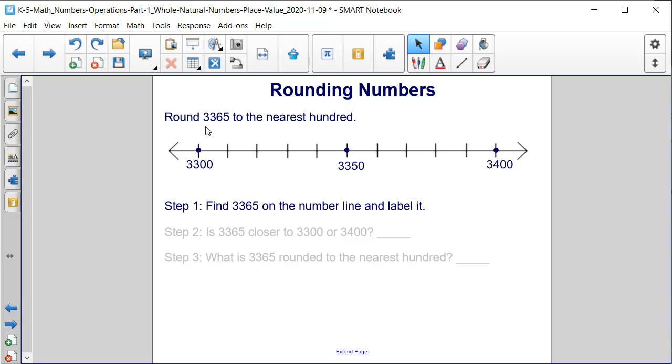Next, let's try to round 3,365 to the nearest 100. First step is to find out where 3,365 is on the number line and label it. Well, it's greater than 3,350. So this would be 65. So this is where 3,365 will be on the number line.